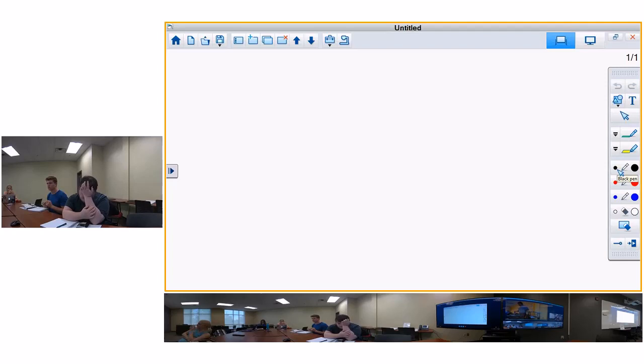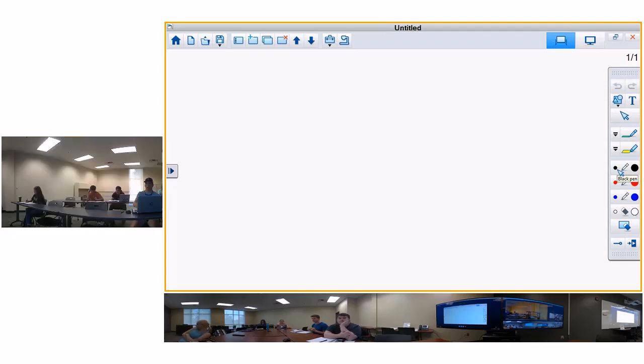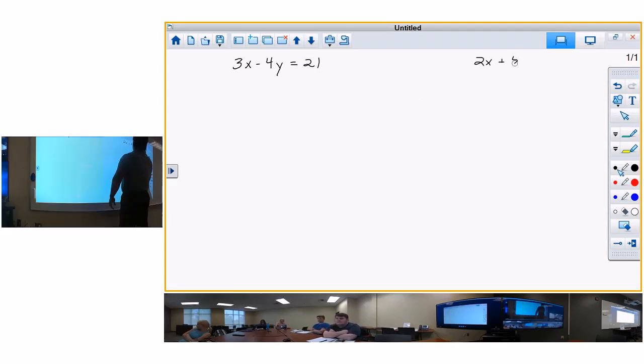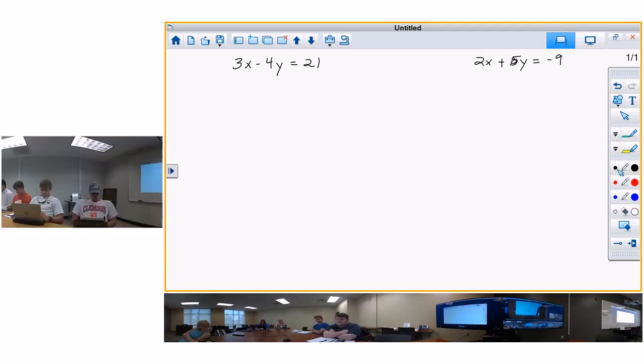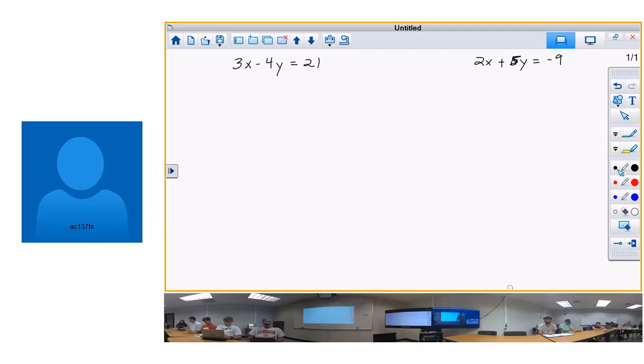Give me the whole thing. 3x minus 4y equals 21. And what's the other one? 2x plus 5y is equal to negative 9. Don't screw it up.